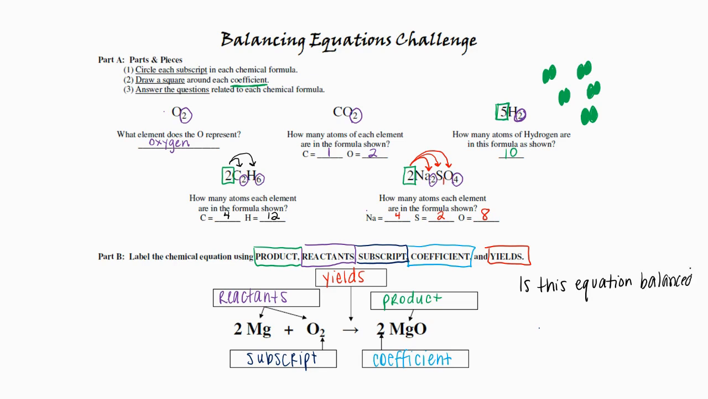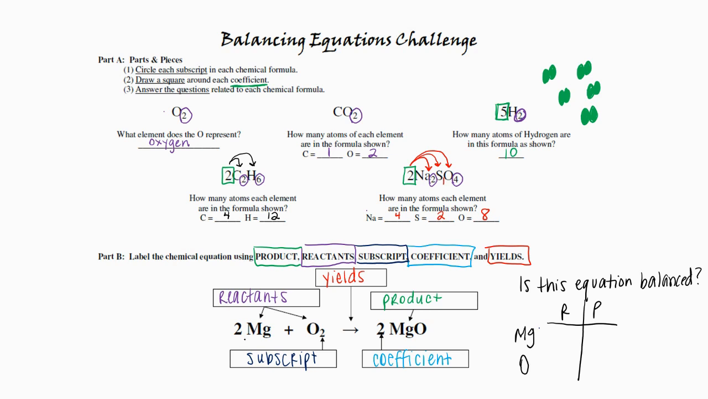And what that means is, do we have the same number of each element in the reactants as we do in the products? So I like to make a little bit of a chart and put R for reactants and P for products. And then I like to list the different elements that we have. So we can see that we have the symbol Mg, so that's the element magnesium. And we have an O, that's the element oxygen. And I want to count how many of each of these I have in my reactants and in my products.